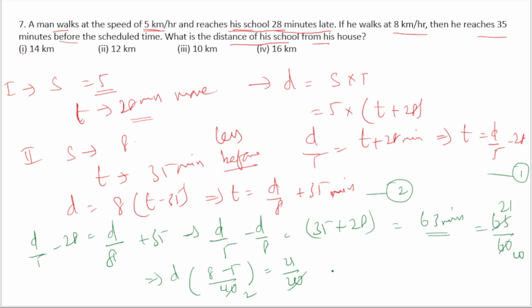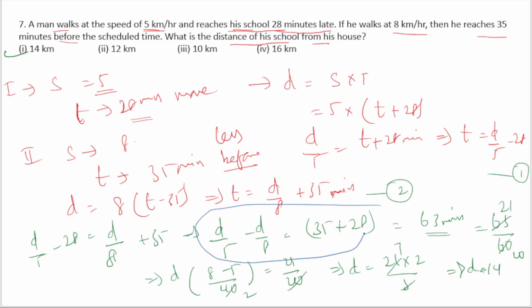Here 20 into 2 is 40. So here D is equal to 21 into 2 by 3, 3 into 7. D is equal to 14 kilometers. It is the first option. In this kind of question, we can directly take this step.